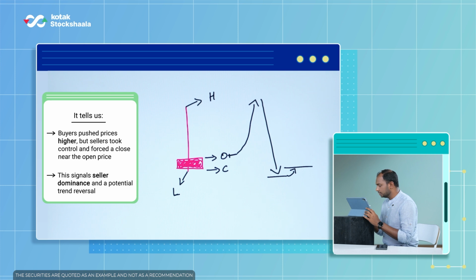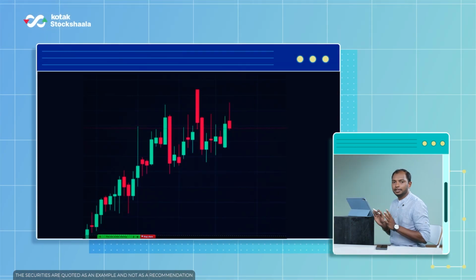Now this suggests that buyers were trying to push the prices higher and higher, but they failed terribly, which showcases that the sellers are stronger than buyers in case this kind of a candle is appearing at the top of a trend. Now let's identify a shooting star in the real charts.